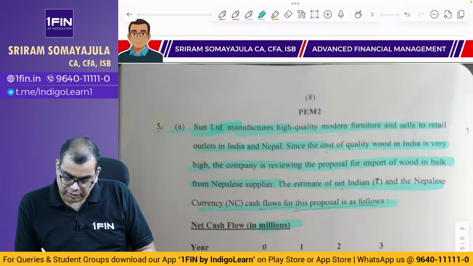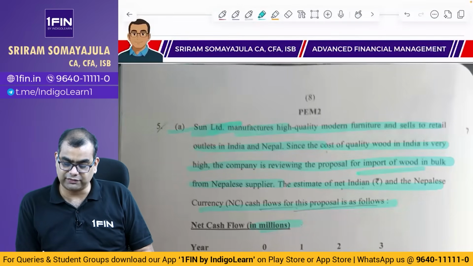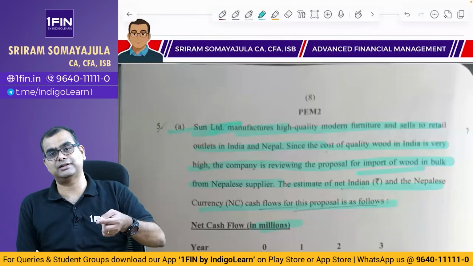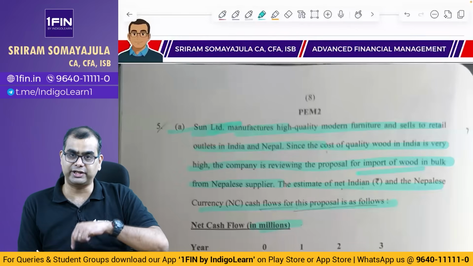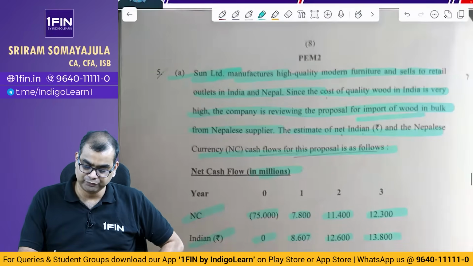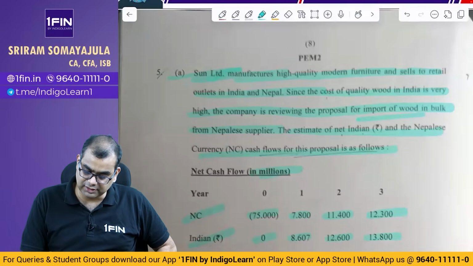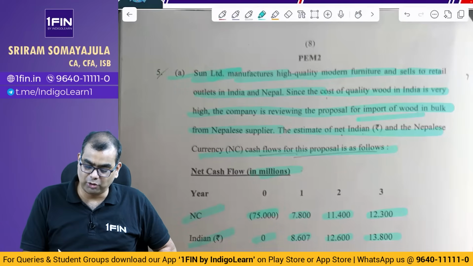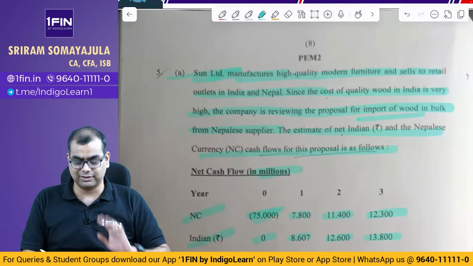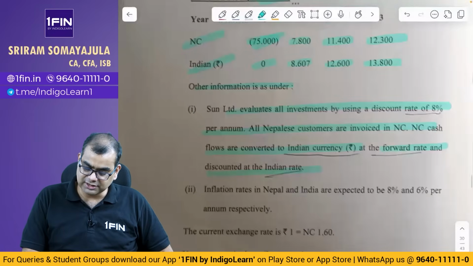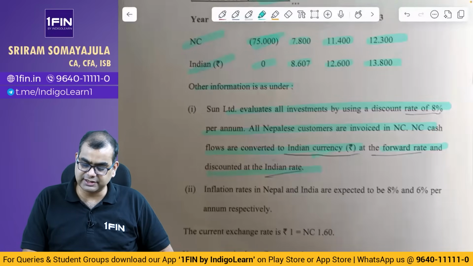See here, the company is giving a proposal to import from Nepali suppliers. So it is very clear that they are based out of India. They're importing here and again selling back there. But the project, importing of wood at 75 lakhs, is what they are evaluating. All customers are invoiced in NC, and NC is converted into Indian currency. Inflation rates are given as 8% and 6%. Current exchange rate is so and so.